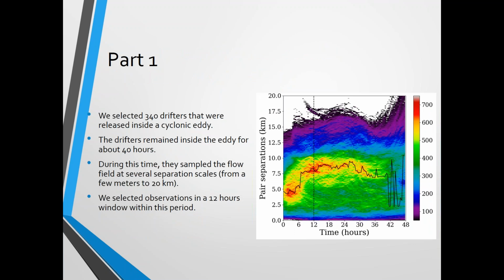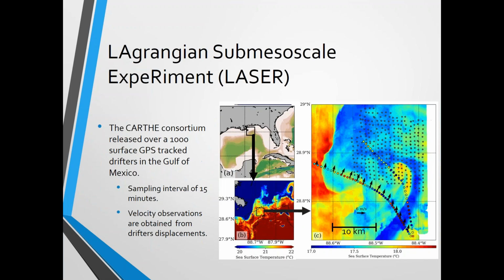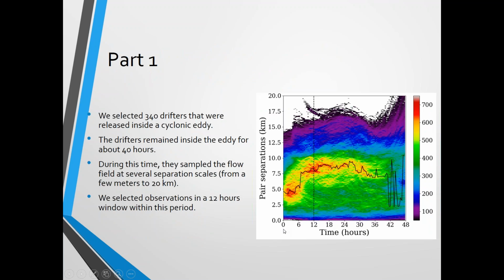So to start part one, I selected those 340 drifters that I showed that were released over, you can see it's a cyclonic eddy here. So there is a cyclone. This is an image from a satellite. These drifters remained inside that eddy for about 40 hours, so they sample the flow field at several separation scales.